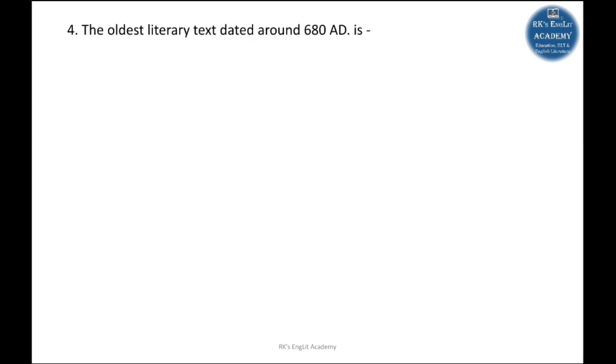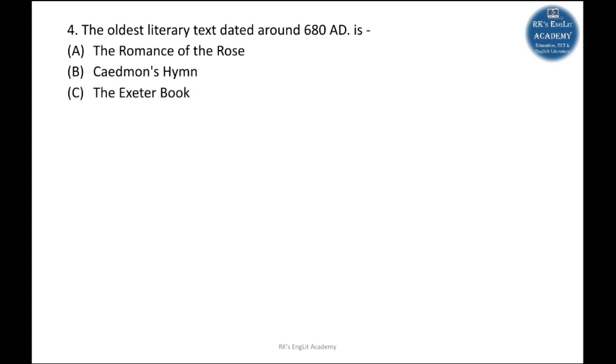Our next question. The oldest literary text dated around 680 AD is, the options are the Romance of the Rose, Caedmon's Hymn, Exeter Book, the Seafarer. So we have to choose one correct answer. The correct answer is B. Caedmon's Hymn. It is the oldest literary text dated around 680 AD.